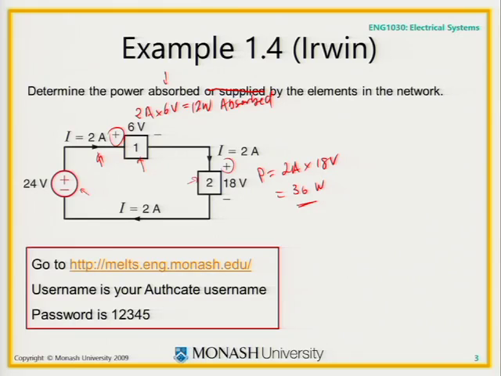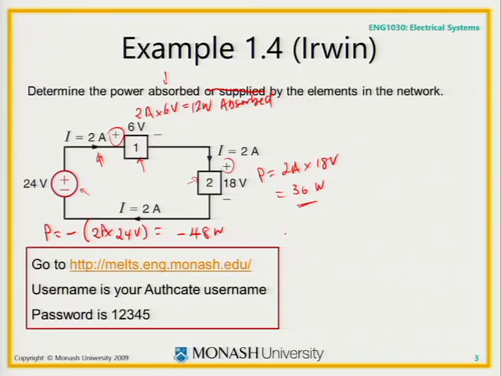enters the positive terminal and those values are positive, then when you multiply them together, that's absorbed power. And over here, you've got this 2 amps entering the negative terminal of the voltage source. So therefore the power is equal to the negative, and because it's entering the negative terminal, there's a negative sign in front of your calculation, 2 amps times 24 volts, which is equal to negative 48 watts.